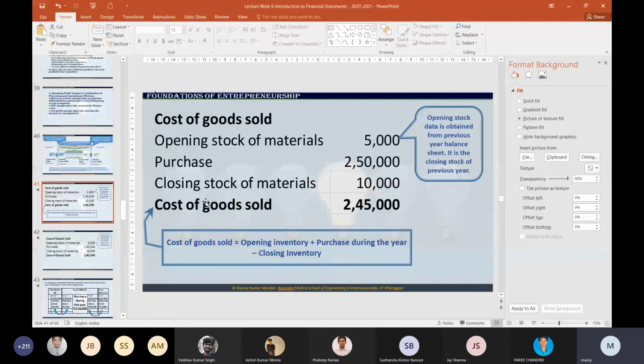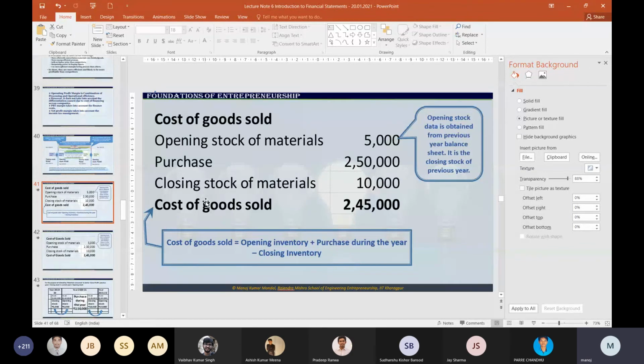Now, suppose you are running a stationery shop in your hostel. What is the cost of material? It is just the goods that you sell. Suppose in a year you sold 100 pens. So the cost of those 100 pens, meaning the money that you paid to the supplier for those 100 pens, is the cost of goods sold.